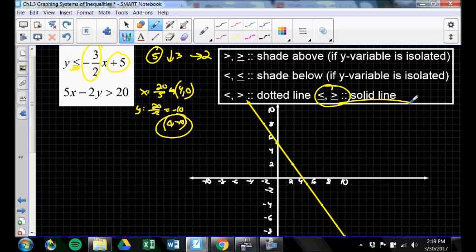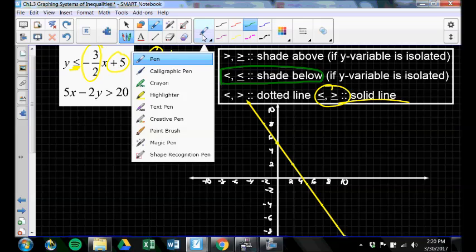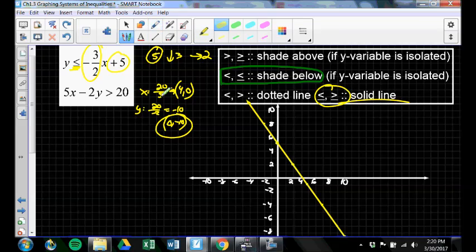Now, before I shade above or below, I'm going to figure out where I want to shade. Do I want to shade above or below? I wrote up here that if you have the y variable by itself, a less than means shade below. And here the y variable is by itself, so less than means shade below, which means I'm going to be shading... Oh, you can't see that. That's a surprise to me. Huh, I'll do crayon. Less than means I'm going to be shading this side of the line.